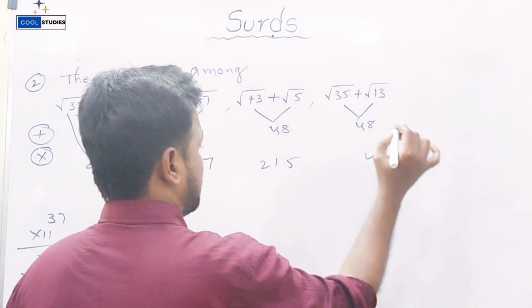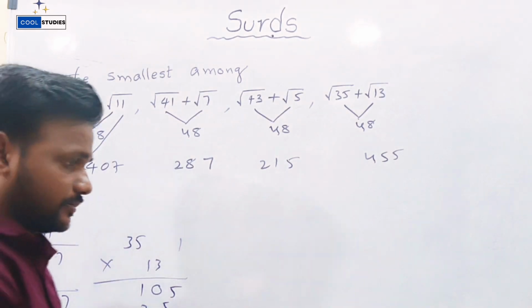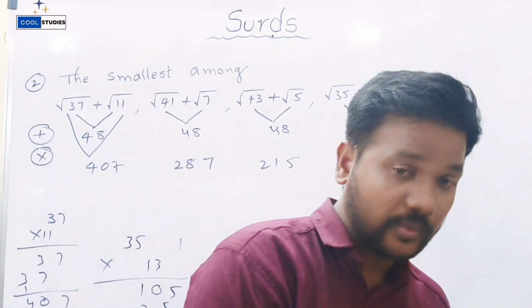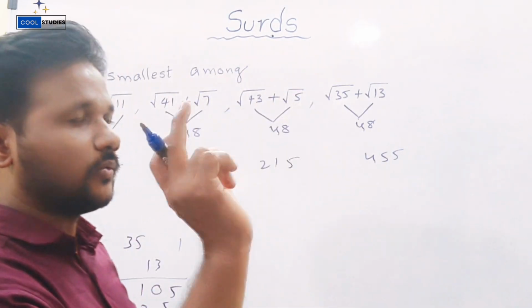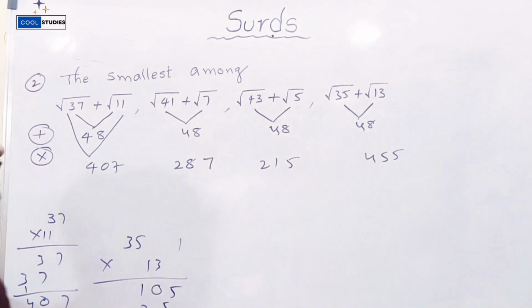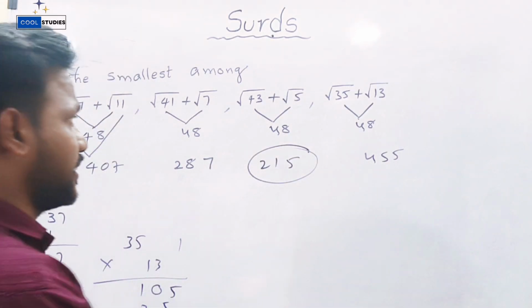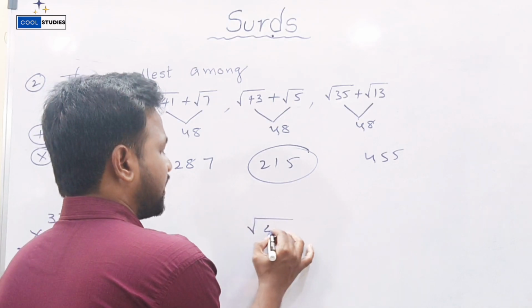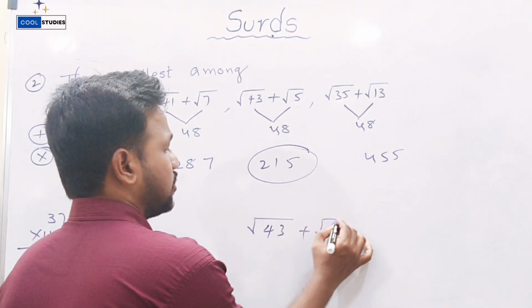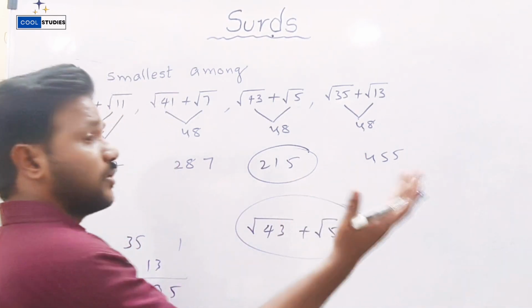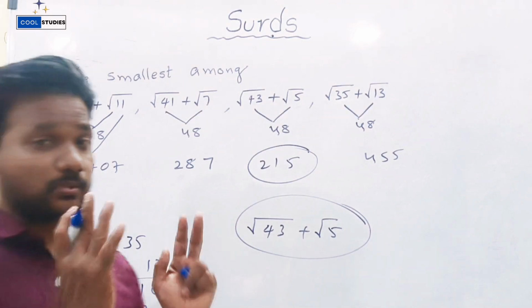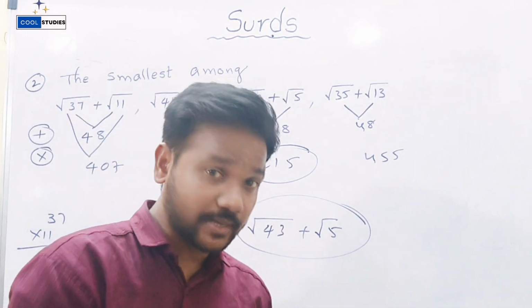Now if you observe, which number is the least among the given 4 numbers? 215 is the smallest one. So we can easily say that √43 plus √5 is the smallest surd. I hope you understand.